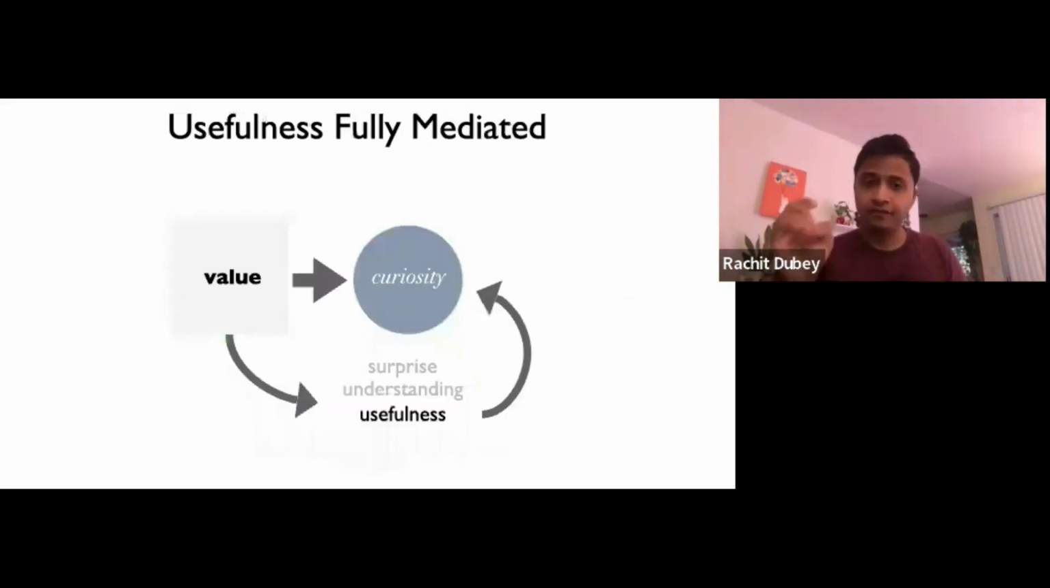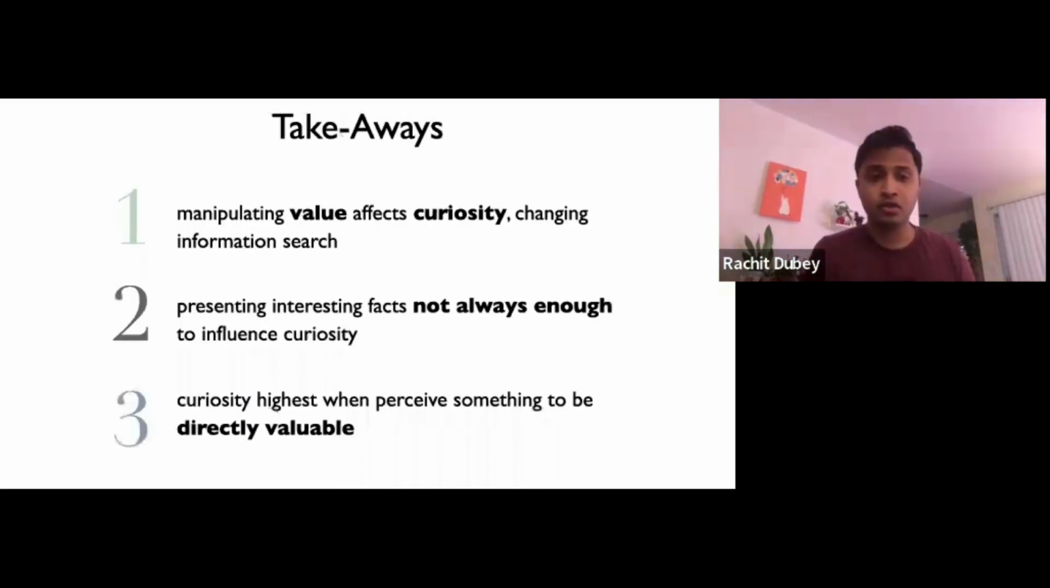Oh, and lastly, after people read the article, we also asked for their surprisal rating. And we find that the effect of our value manipulation on curiosity was fully mediated by perceived usefulness, and it was not reducible to understanding and surprise. So to summarize our overall findings, our experiments show that manipulating perceived value also influences curiosity and in turn influences information search. Furthermore, we saw that simply presenting interesting facts is not enough to influence curiosity. And rather, curiosity is most stimulated when people perceive something to be of direct value to them.